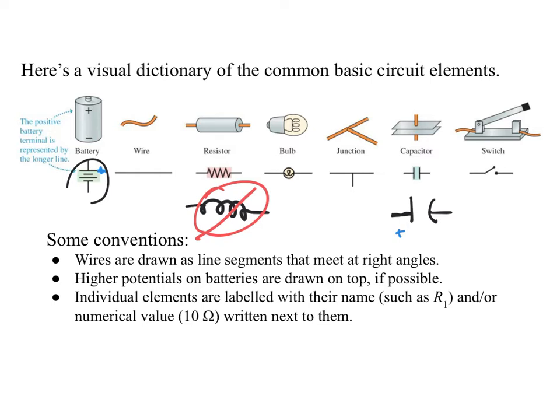Some conventions. Wires are drawn as line segments that meet at right angles. They are always drawn as vertical and horizontal, though they don't have to be. Higher potentials on batteries are drawn on top whenever possible, meaning top on the page. And individual elements are labeled with their names, such as R1 for a resistor, or their numerical value, 10 ohms, written next to them.